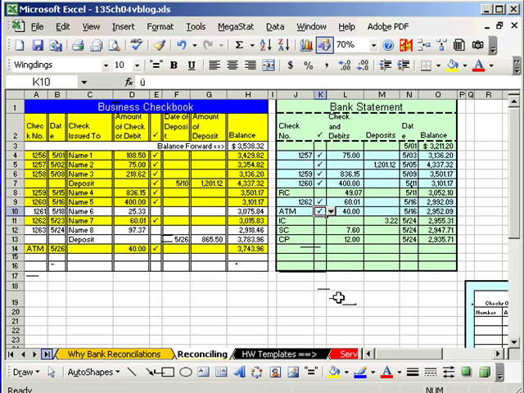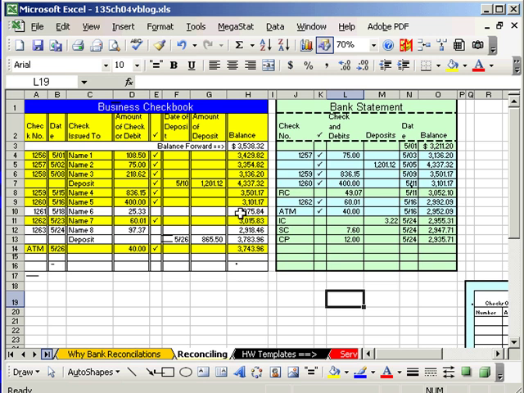Before we do that, I'm going to take a look here. Return check. If the bank statement shows a return check, would we add that or subtract that to our account? Subtract. How about service charge? Do we add that to our checkbook? No, that's a subtraction. How about a charge for checks? Do we add that? No, that's a subtraction. So I'm just going to quickly see how much, in fact, we need to subtract from our checkbook.